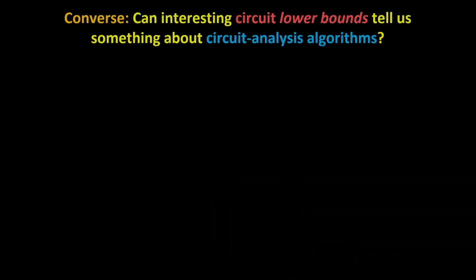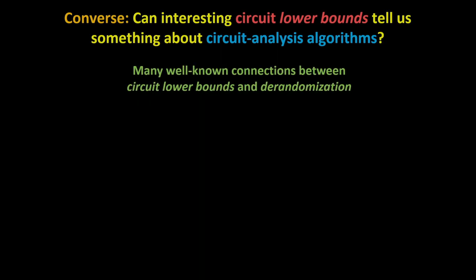So the converse, before we were talking about how circuit analysis algorithms imply circuit lower bounds, the converse is, can lower bounds imply algorithms? And so Russell has been talking at length about these kinds of connections between circuit lower bounds and derandomization. So, you know, given circuit lower bounds, you can derandomize algorithms, make them deterministic. So for example, EXP not in P/poly implies BPP is in subexponential time, at least infinitely often.